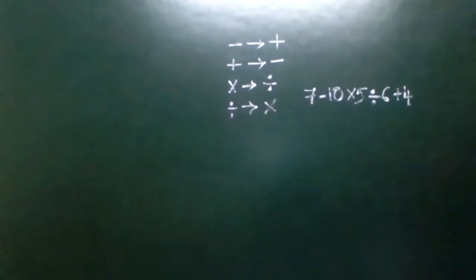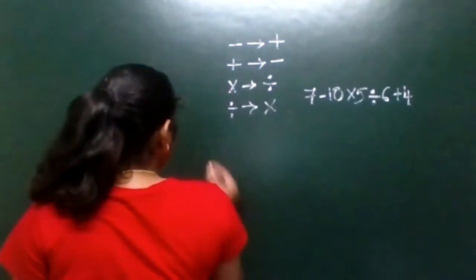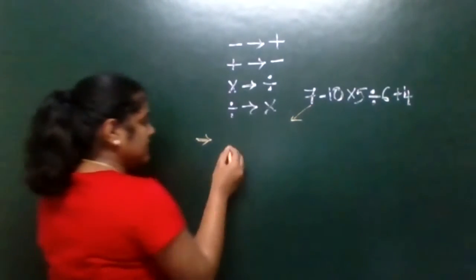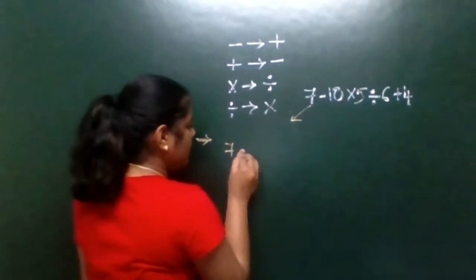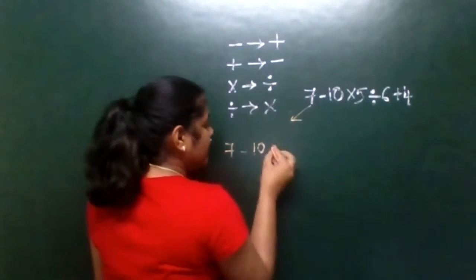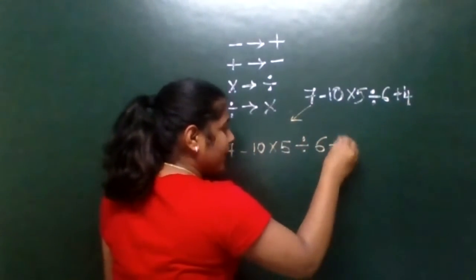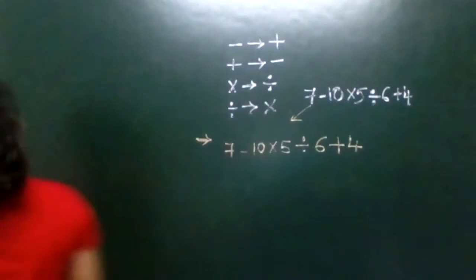Okay, students, listen to me first. We do not need to write anything yet. What is my first step? My first step is to take down the question as it is: 7 minus 10 into 5 divided by 6 plus 4. This is my first step.